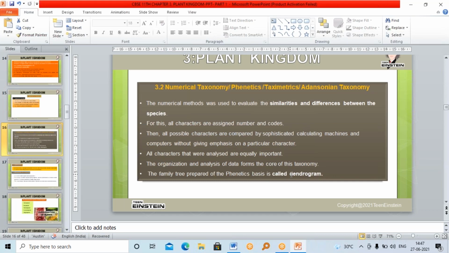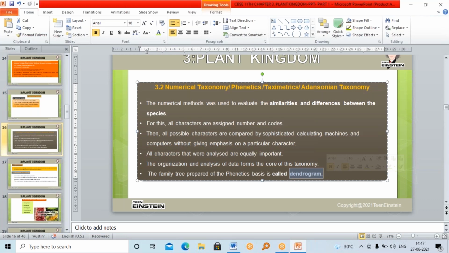The family tree prepared based on phonetics is called a dendrogram. Just before, I mentioned cladogram. This is dendrogram. Don't get confused. Cladogram is related to phylogenetic studies. Dendrogram is the family tree prepared from the phonetics or the numerical taxonomy.